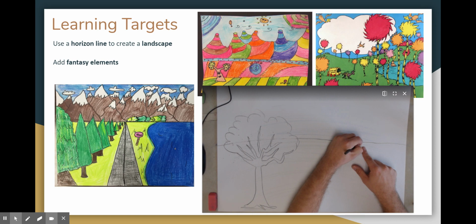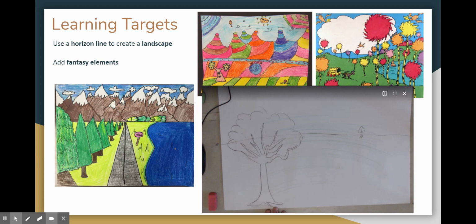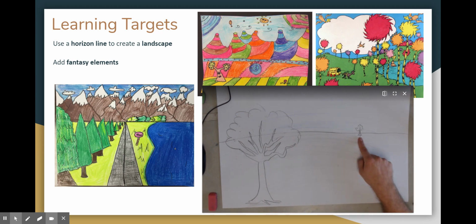Watch what this does. I draw a tree near the horizon line here. Small. A couple of branches. Okay, you see how that works? If it's near the horizon line and it's small, it looks far away.